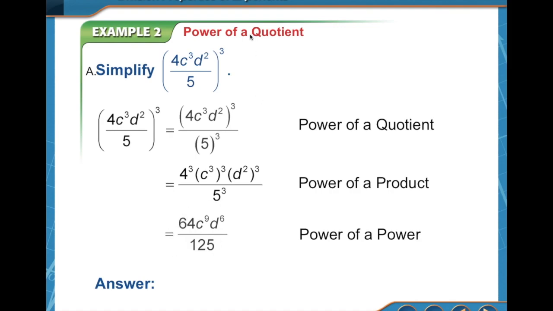And that is our perfect answer for the power of a quotient on 2a. And we can double check that. Looks like that. Use your power, apply it to everything, and then simplify. 64, c to the ninth, d to the sixth, all over 125.